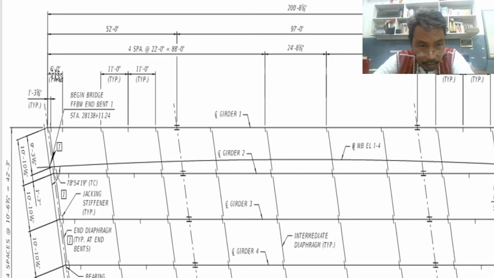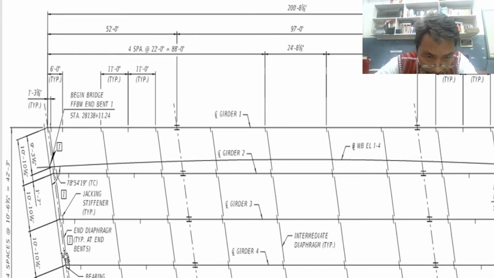And this one is typical also, but this is 6 feet, typical 6 feet, from the jacking stiffener to this component. Then we have another typical dimension, 11 feet, so 11 by 11. Again, another component. We can see there is a line between the jacking stiffener center line and the bearing stiffener center line.